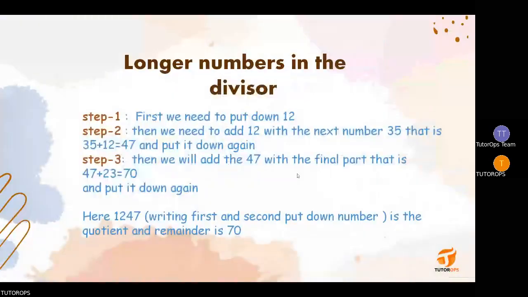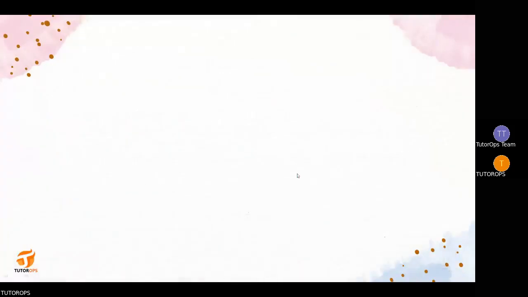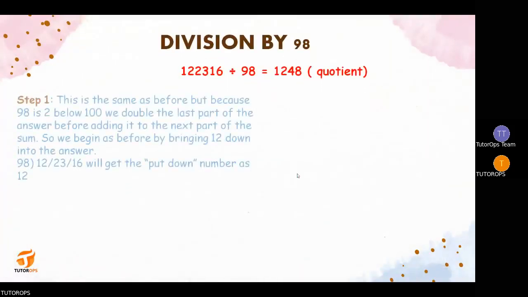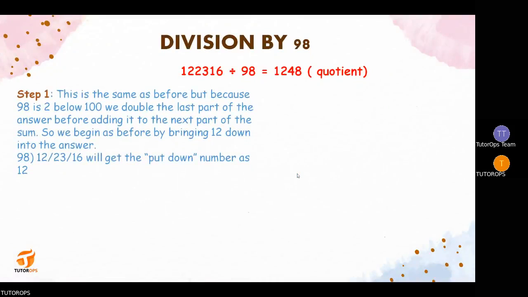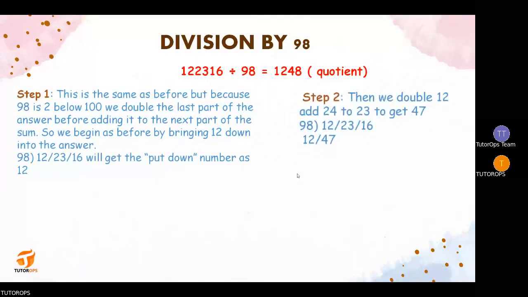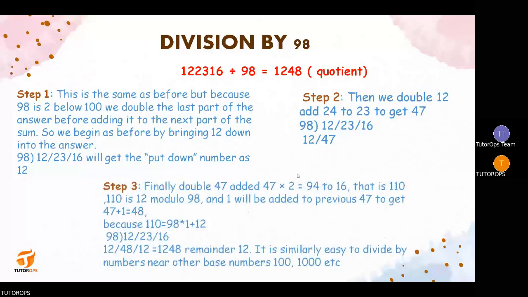Now division by 98. We have checked for 99. Now I am going to the division by 98. Let me take an example, because for these methods examples are very important and we need to practice many examples. Let me take a basic example, a number of 6 digits.